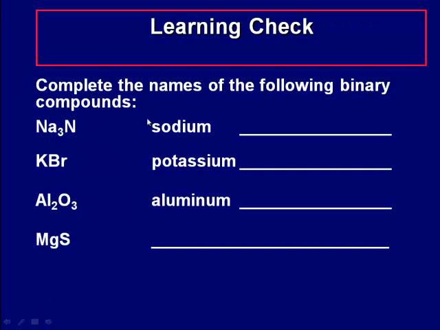Alright, so we want to finish these names. So this is sodium. The N is going to make it nitride. This is potassium. The N of bromine will become bromide. This is aluminum. It'll become aluminum oxide. This is magnesium, and it becomes sulfide instead of sulfur.